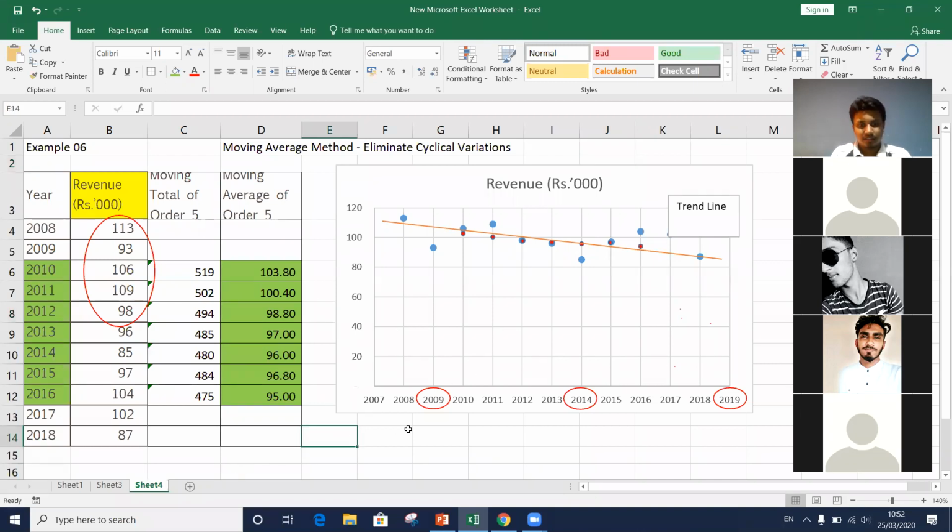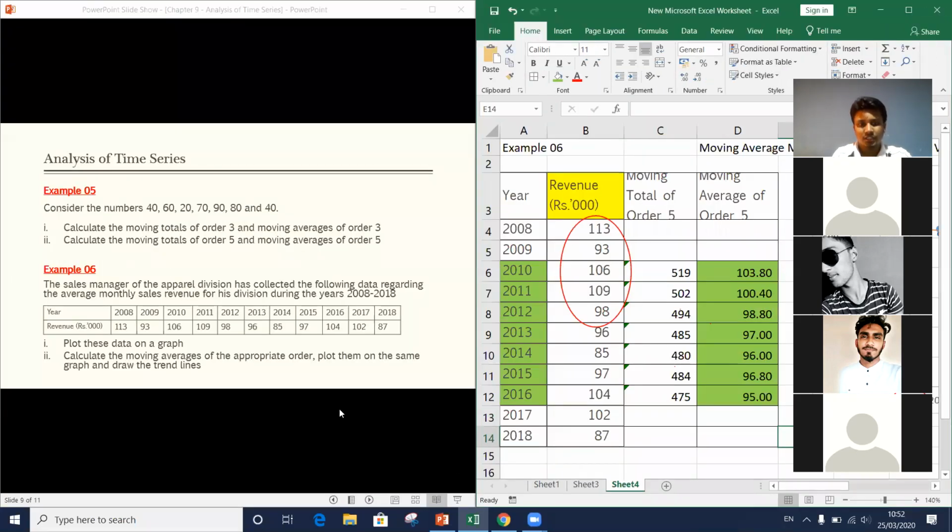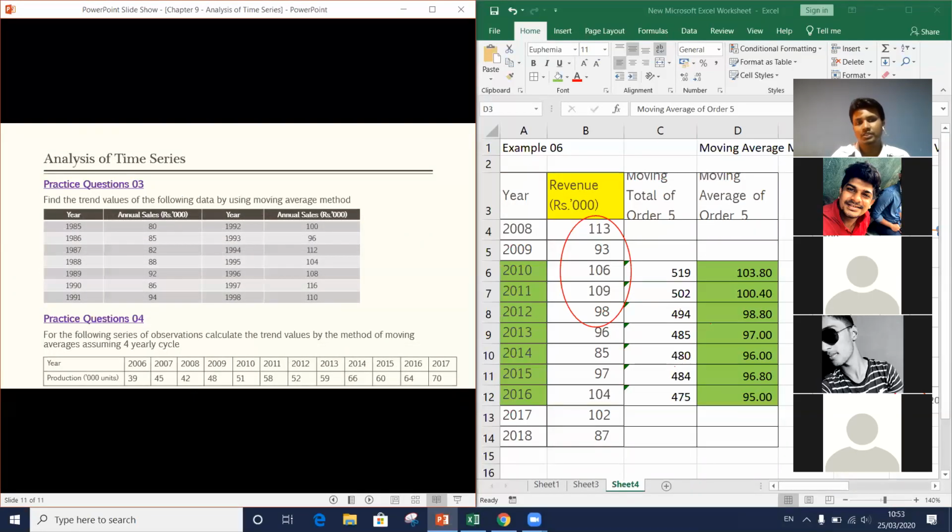Okay. So, what if the order is 4? With order 3 or order 5 we have no problem calculating totals and averages. But if it is order 4, how can we draw the trend line this way? How can we calculate the moving totals and moving averages? In order to understand that, we need to do practice question number 4.